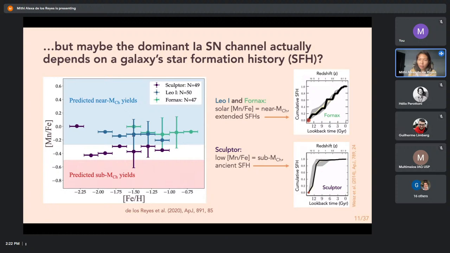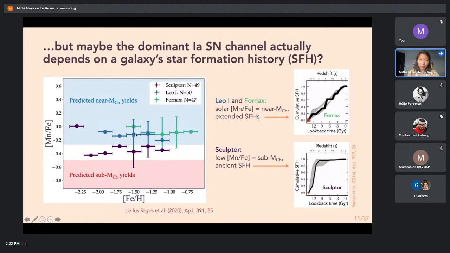And that makes sense because as we just discussed, we think that Sculptor was really dominated by these low mass, sub-Chandrasekhar mass type 1a supernovae. But if we look at other dwarf galaxies, other dwarf spheroidal galaxies that are similar to Sculptor, we see that they actually have much higher manganese abundances, even at the same metallicity. So there's sort of a systematic discrepancy between Sculptor and between galaxies like Leo 1 and Fornax.